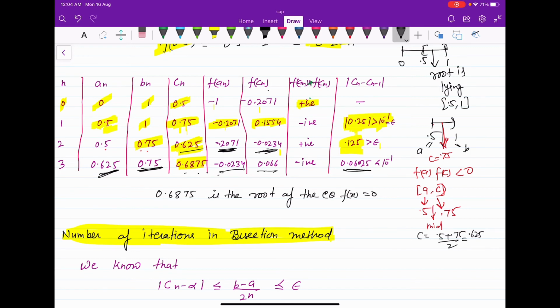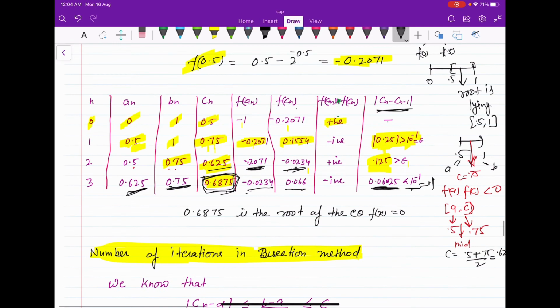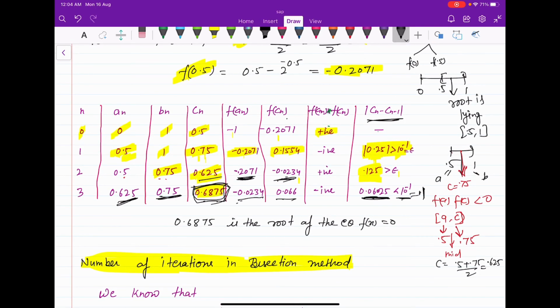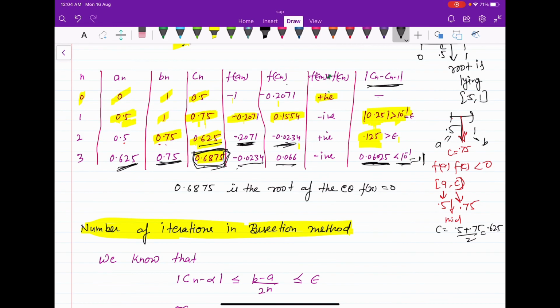Again we will check the difference of the consecutive iterations also. So it is coming out to be 0.0625 and 0.625. It is less than 10 raised to the power minus 1, that is 0.1. So we will stop here and we will say that this is the root of the equation correct up to 1 decimal place. Why 1 decimal place? Because only the result is asked to get the value that is correct to 1 decimal place. So whenever this condition |c_n minus c_(n-1)| less than epsilon is satisfied, we will stop. After applying the bisection method, this is the procedure of how to apply the bisection method.